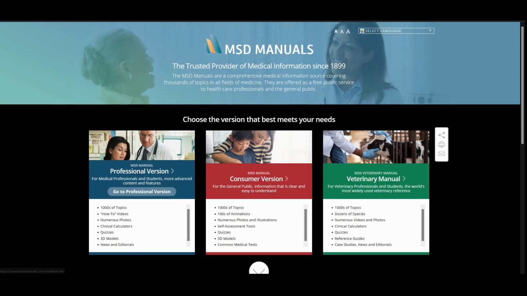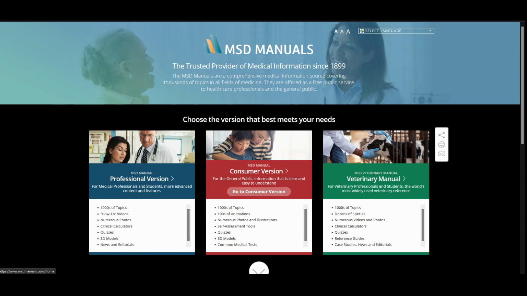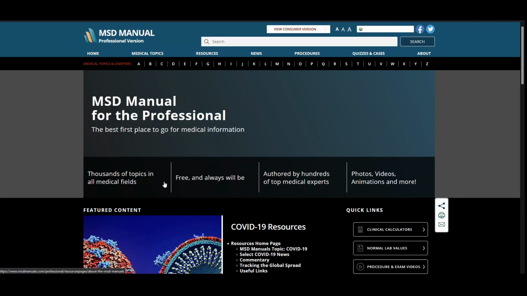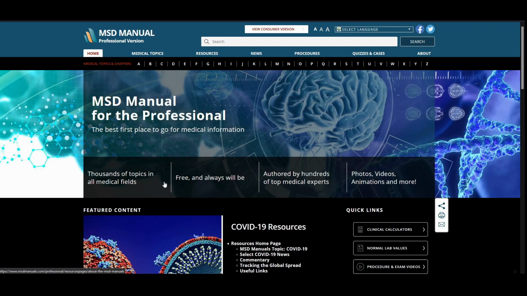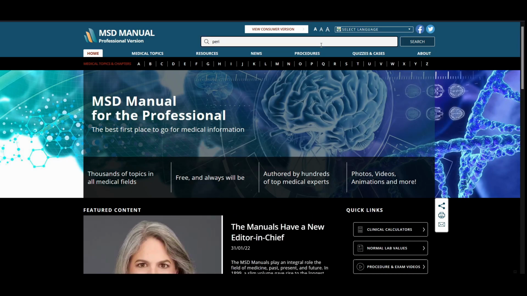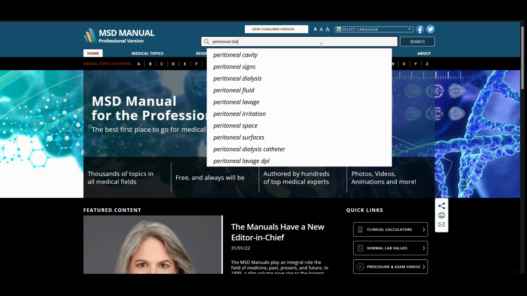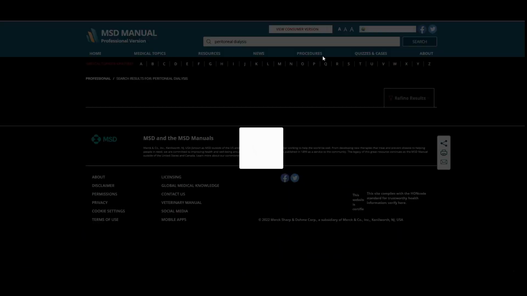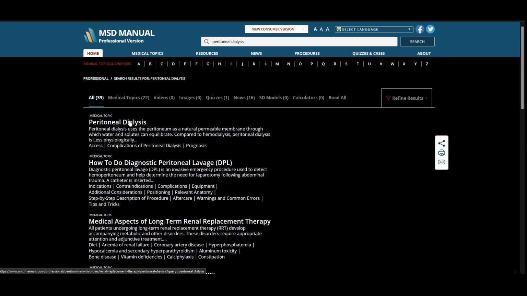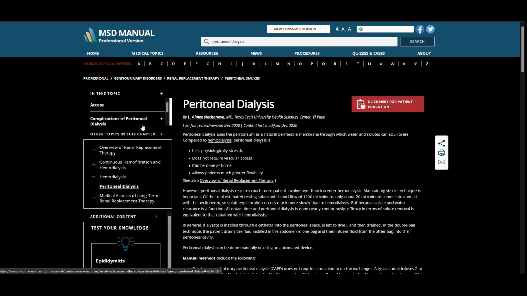I like to go to the professional version. You can go to the consumer version if you want stuff that's typically lower register, more generally understandable, but I like to get into the nitty-gritty. So let's go to the professional version. What did I decide I wanted to look up? Oh, peritoneal dialysis. How to do diagnostic peritoneal lavage? Oh, that's super cool. But anyways, peritoneal dialysis. Sorry, I'm a nerd.